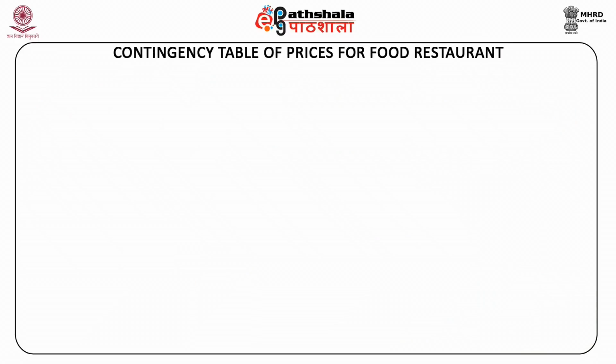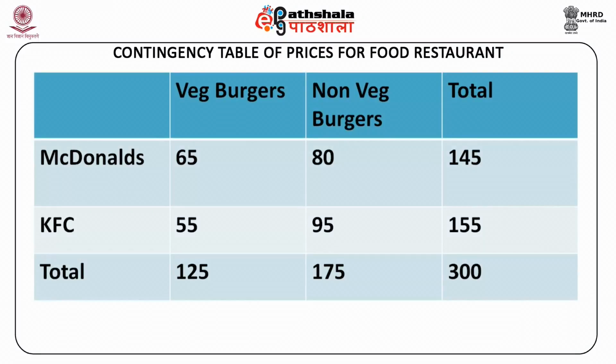The contingency table of the prices of food restaurant mentioned in the previous example is shown in the table. The number of veg burgers in McDonald's is 65 and in KFC is 55, totaling to 120. Similarly, the number of non-veg burgers in McDonald's is 80 and that in KFC is 95, totaling to 175. Studying the table horizontally, we have the total number of burgers in McDonald's is 145 and that in KFC is 150. Thus, the total number of veg and non-veg burgers is 300.